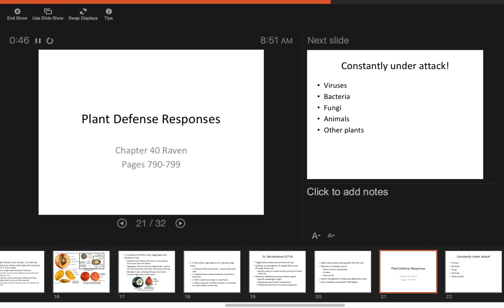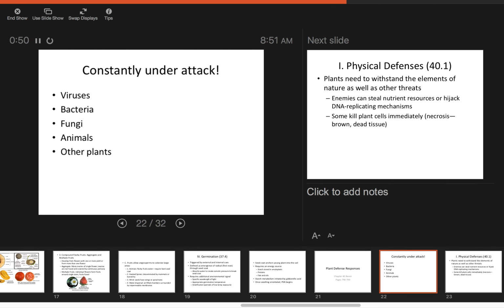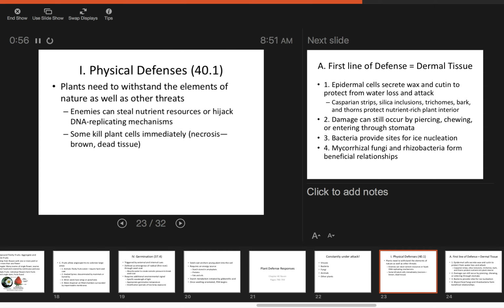Right, the second half of this lecture is plant defense. And if you didn't know, plants are constantly under attack by viruses, bacteria, fungi, animals, as well as other plants. So it does have some physical defenses that allow it to hinder herbivores from eating it, because maybe it's got way too much wax or something.